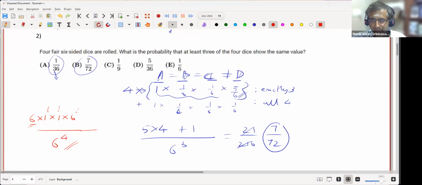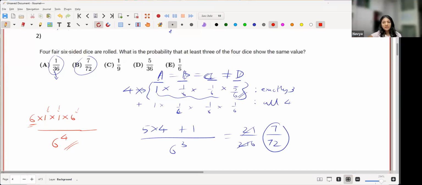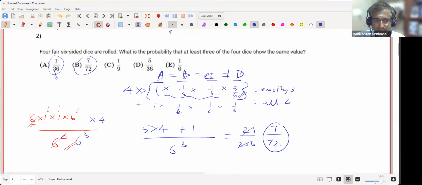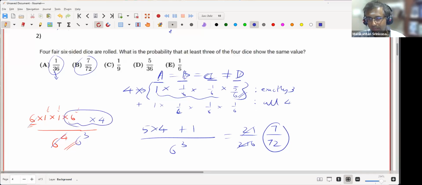Yeah, Navya, go ahead. Similar to the previous method, you again have to multiply by 4 because there's a lot of ways in which you can do it. But if you do multiply by 4, I'm not getting the same answer, no? Even if you agree to multiply by 4, it still does not match, no? So the numerator in this case would be, ignore 1 of the 6 power 3, ignore 1 of the 6. It's 24 as opposed to 21 in the other method.